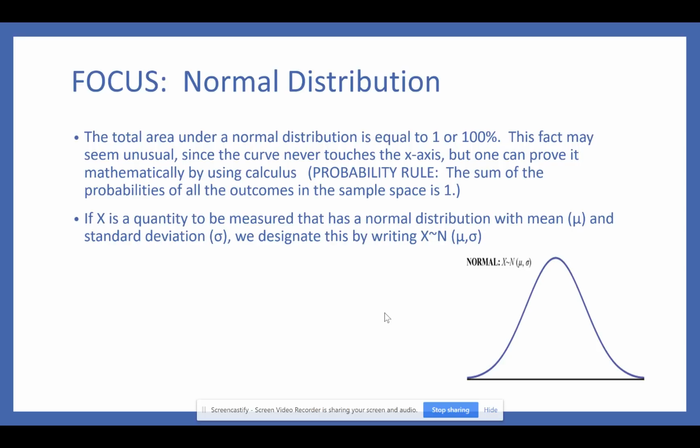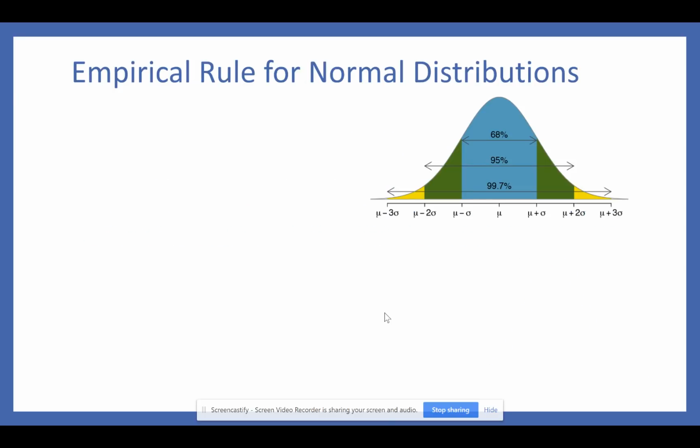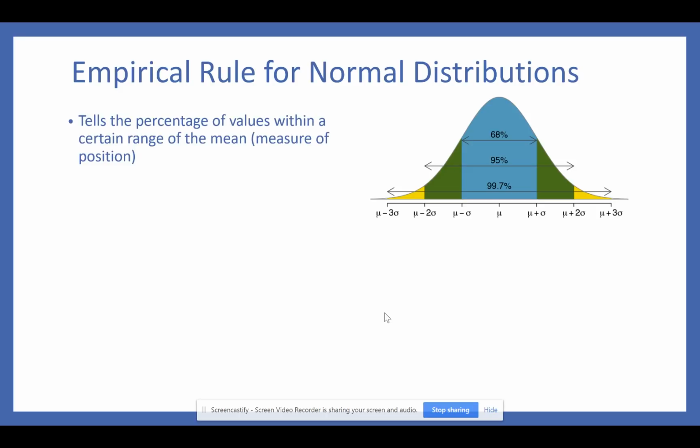One of the rules that relates to a normal distribution is called the empirical rule. And the empirical rule has several uses in relationship to a normal distribution. It actually tells us or gives us an idea of the percentage of values within a certain range of the mean, which is, again, kind of the z-score and a measure of position.